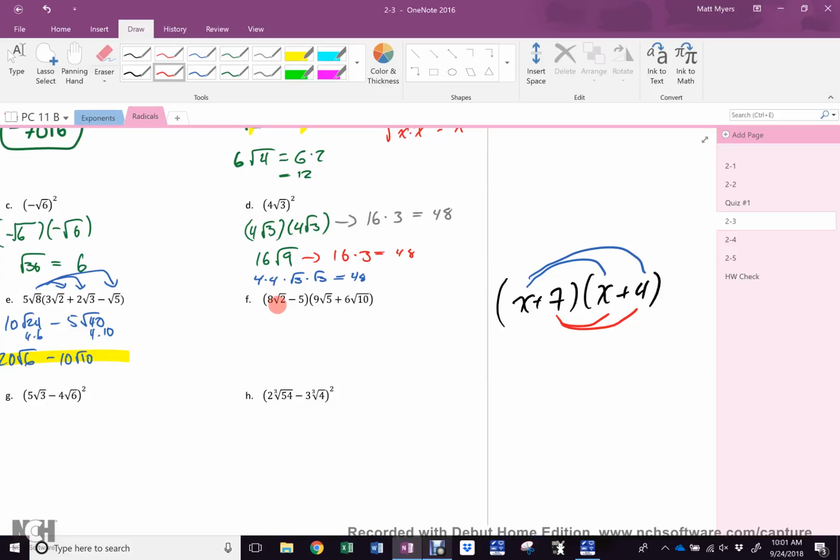Follow the example that you learned in the 10th grade. What do you do with the first term and the first term? Multiply them to get what? 72 root 10. Plus 48 root 20. Minus 45 root 5. Minus 30 root 10. Is it done? No. Minimally? Yeah. C minus level. Who's happy with a C minus? Good. Fix it up.